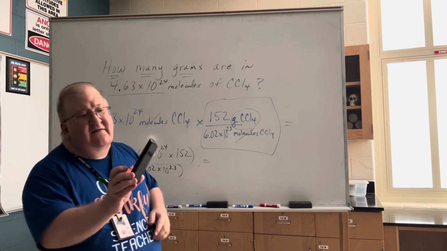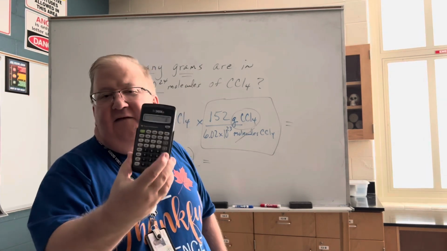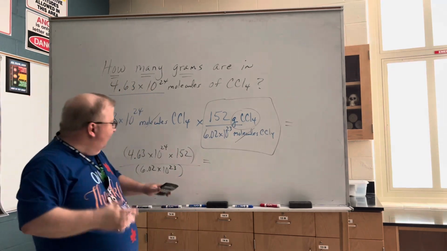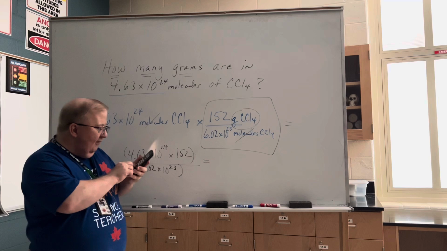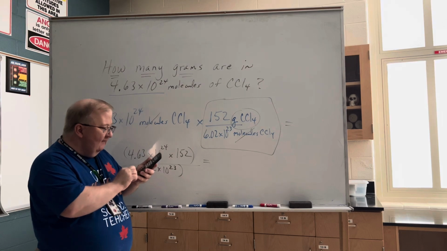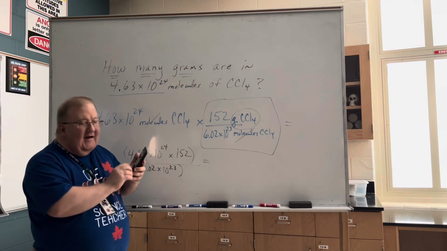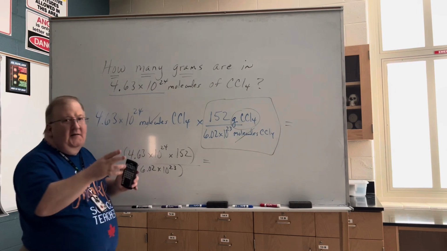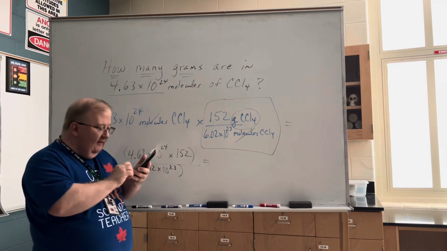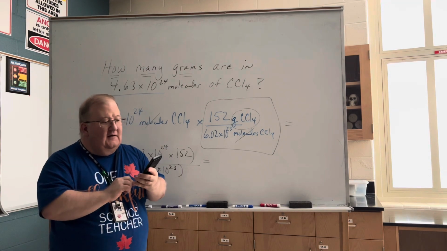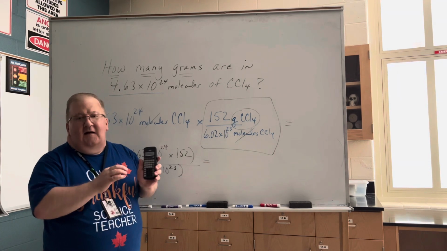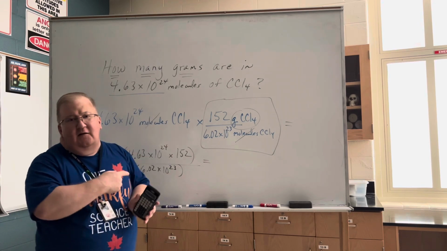I would suggest a TI-30XA. They're relatively cheap and they're easy to use. So a TI-30XA is what I'm using. I have an EE button to do scientific notation numbers. So I'm going to say 4.63 EE24 times 152 equals, hit equals, divided by, and again, always just open and close parentheses. Open parentheses, 6.02 EE23, close parentheses, equals. Now, if you didn't get all that the first time, rewind this video and go back through the process again on the video, all right?